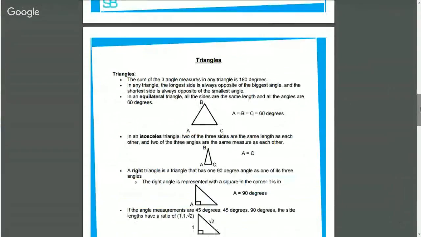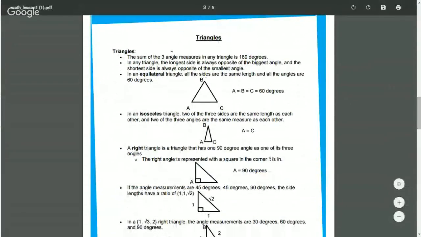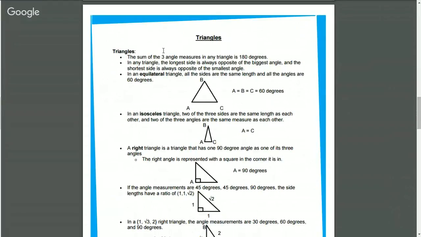All right, now I have triangles. The sum of the three angle measures in any triangle is 180 degrees. So it's pretty straightforward. If you add up all the angles inside a triangle, it's 180 degrees. In any triangle, the longest side is always opposite the biggest angle, and the shortest side is always opposite the smallest angle.